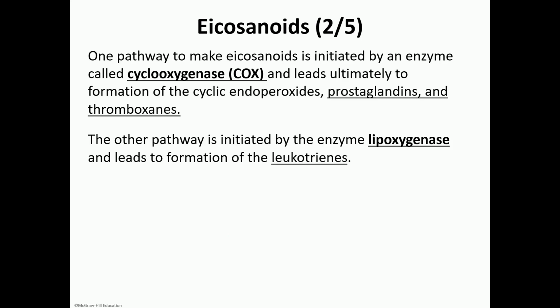So going back to that one slide, as I mentioned, there are two different pathways. There's a cyclooxygenase pathway leading to the production of prostaglandins and thromboxanes, and that is more towards inflammation, while the other pathway is the lipoxygenase pathway, and that would happen more in allergies, leading to the formation of leukotrienes.